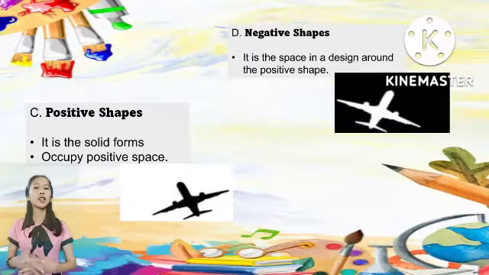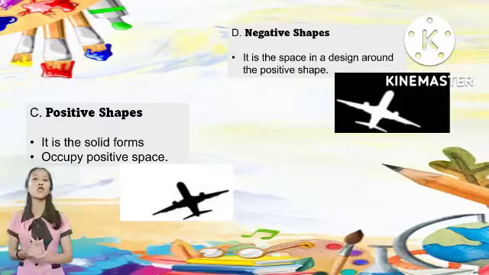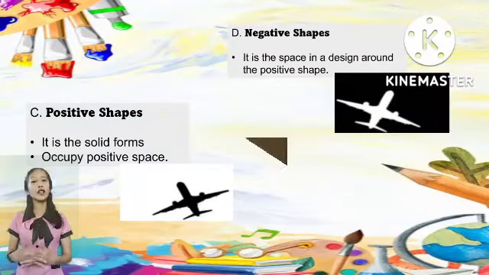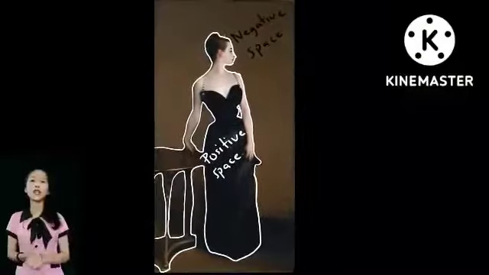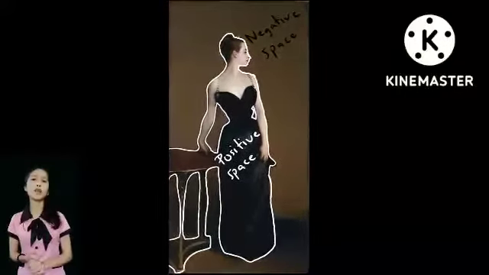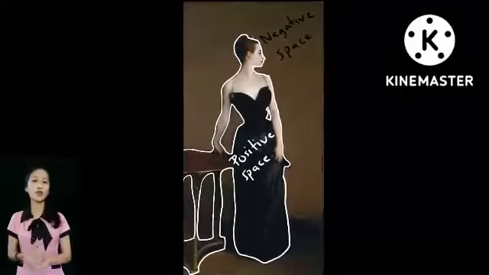So, positive and negative shapes refer to the shapes created by changes in space. Positive shapes represent the space where objects exist, while negative shapes represent the space between those objects. For example, in the painting by John Singer Sargent, the female figure and table are positive shapes. The background and floor are negative shapes.